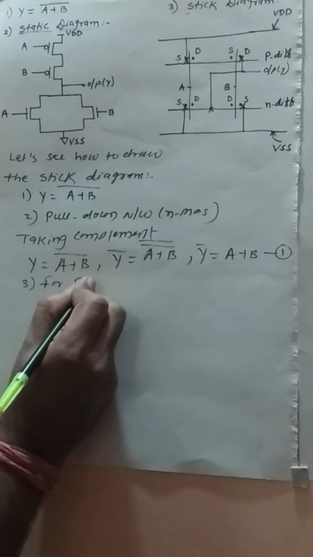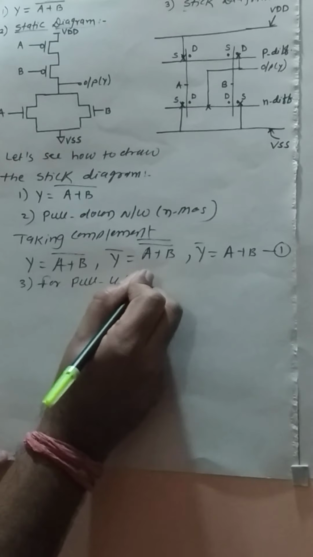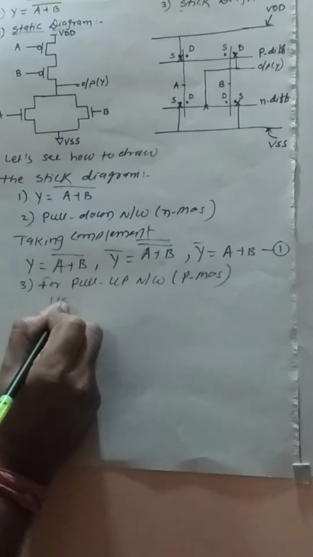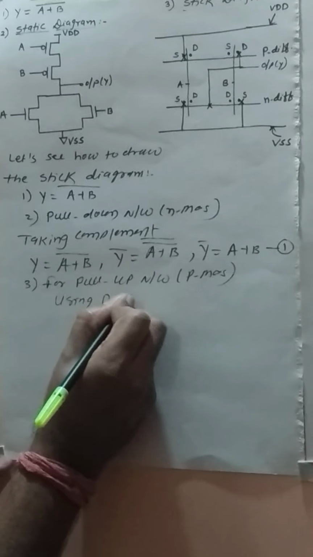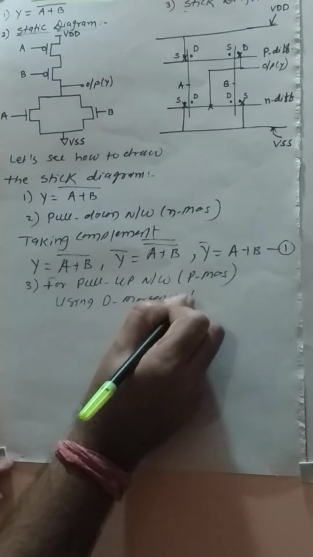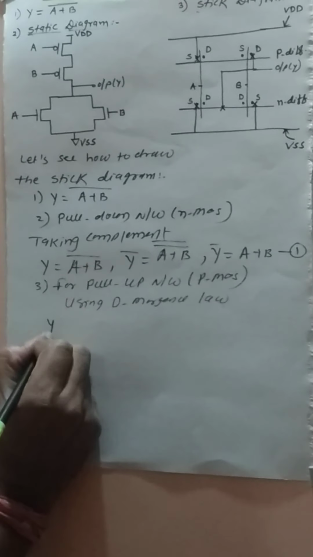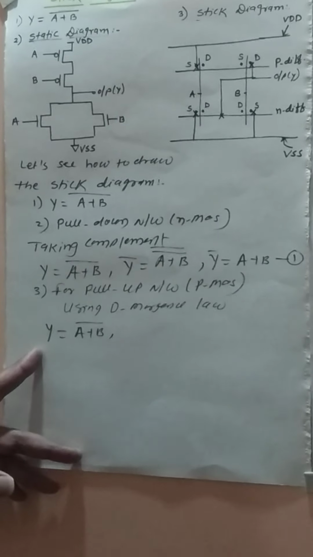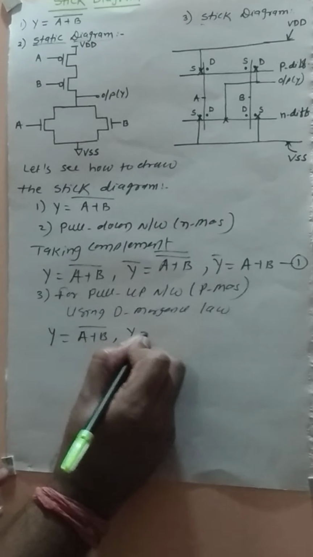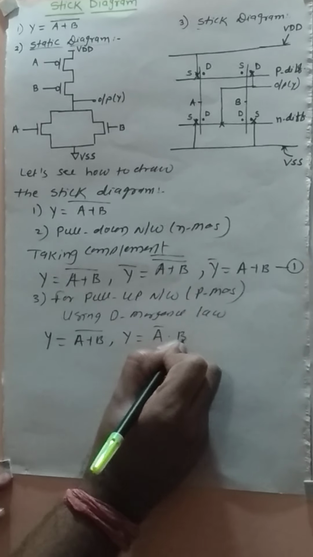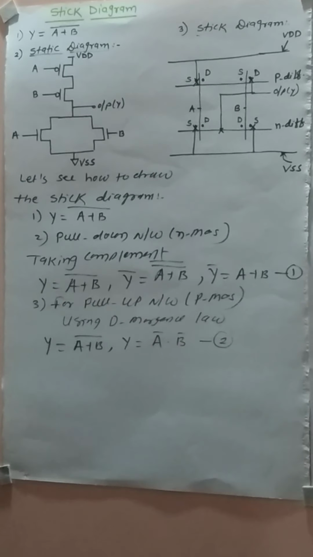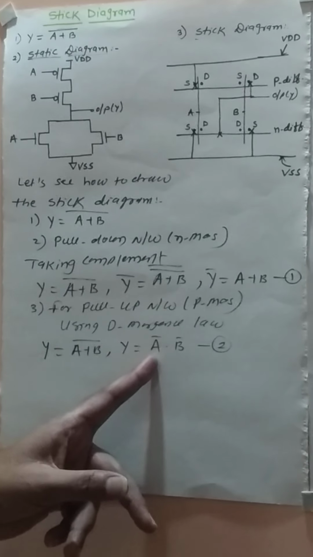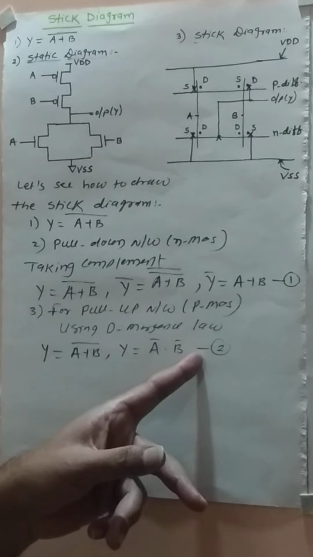Now for pull up network, means PMOS using De Morgan's law. So y equal to a plus b whole bar. Using De Morgan's law we get y equal to a bar into b bar. This is equation number 2. Okay, so in this case terms are multiplying, means transistor A and transistor B connected in series.